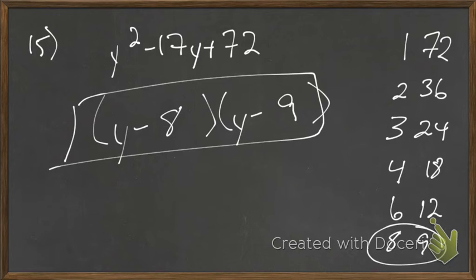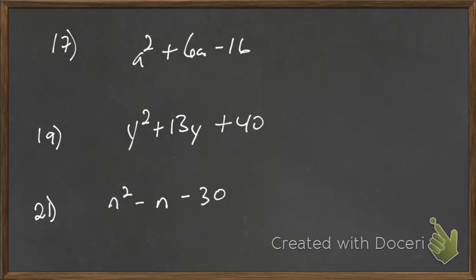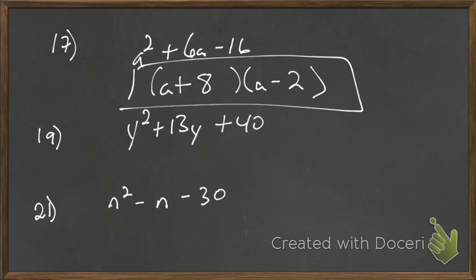Y'all need to do 17, 19, and 21 on your own to see how you're doing. Let's do this. So on this one, I need one of each because it multiplies to be negative. I've got an 8 and a 2. The 8 has to be positive, because the B value there has to have the larger absolute value be positive.